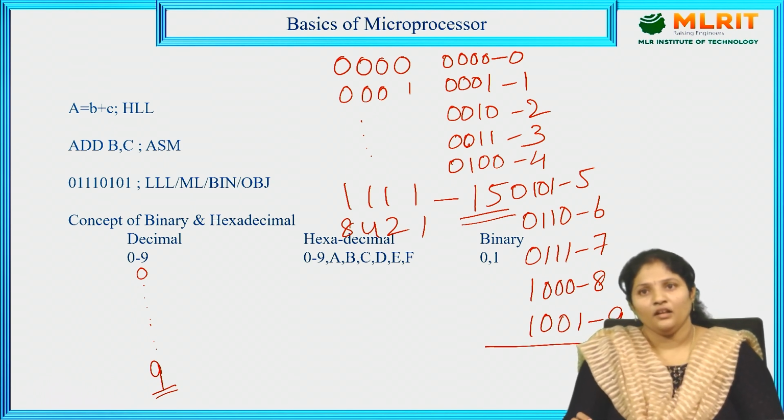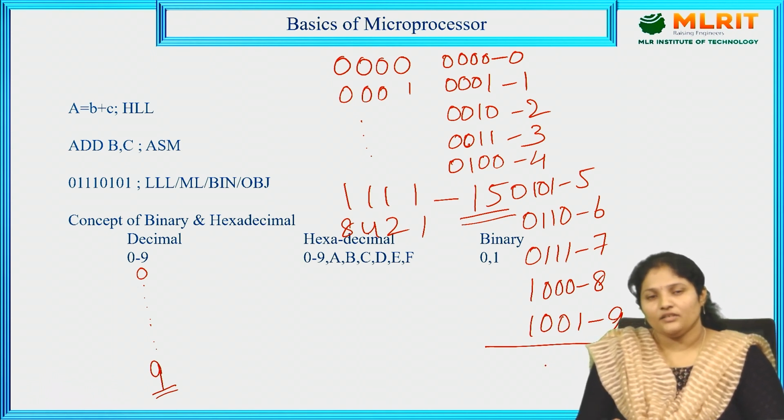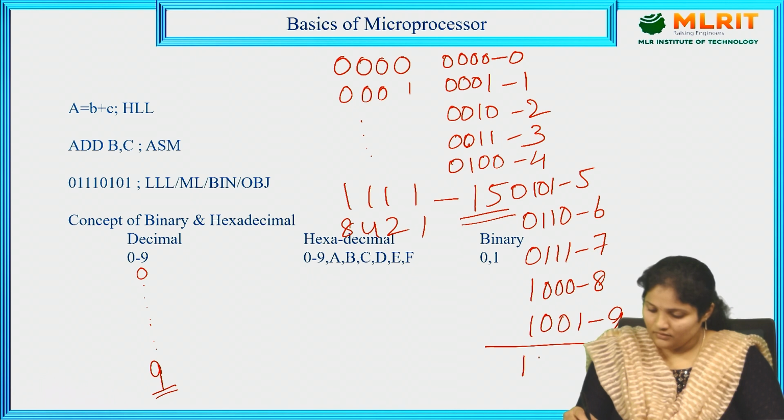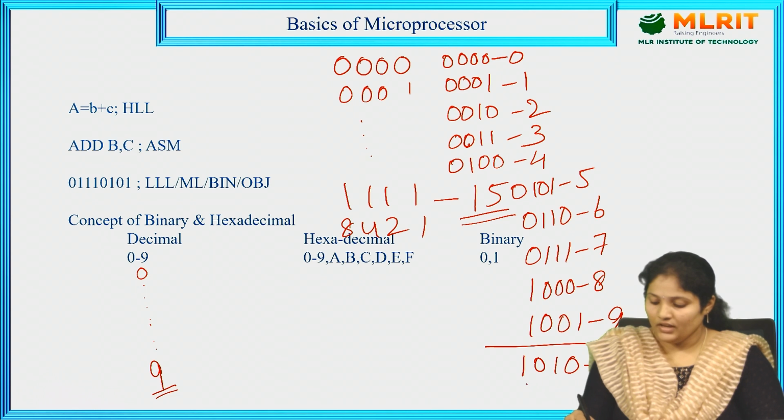But the remaining combinations will be left unutilized. So 1010 would be 10 if we write it in decimal, and 1011 would be 11.